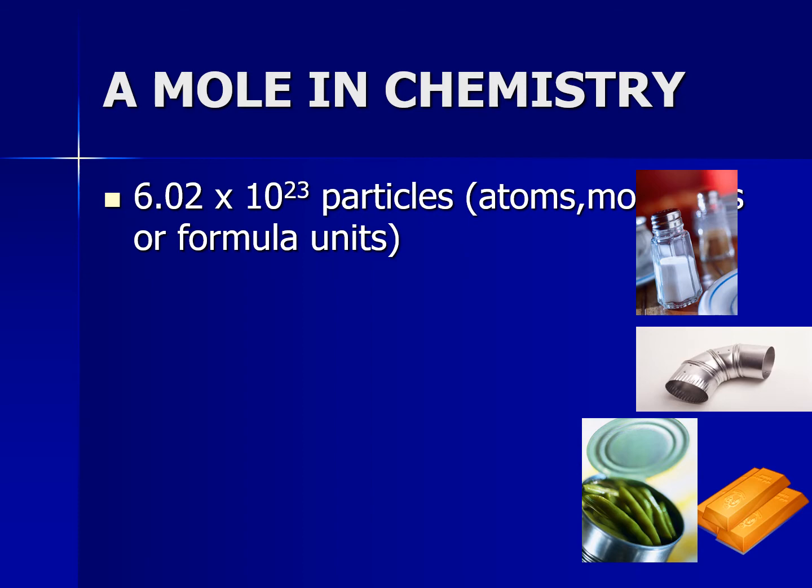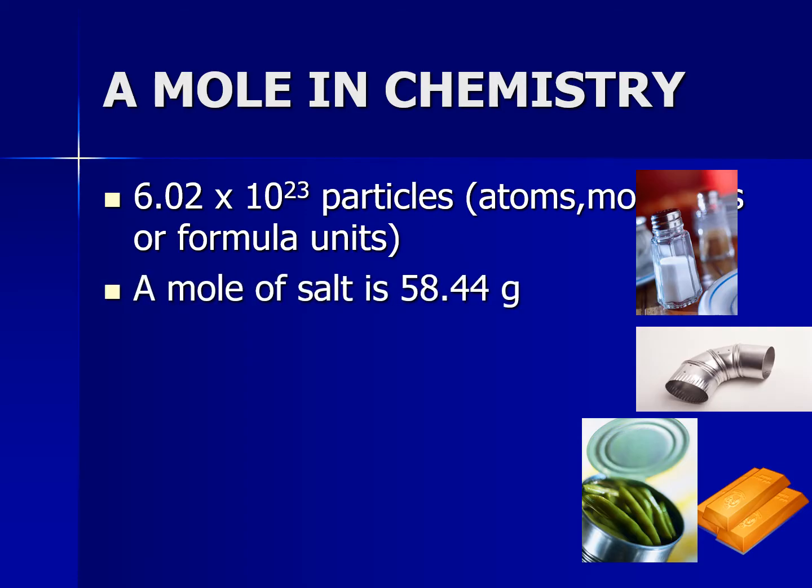A mole is 6.02 times 10 to the 23rd particles. So when I say particles, it's either going to be atoms if we're talking about elements, it will be molecules if we're talking about covalent compounds like carbon dioxide, or it will be formula units if we're talking about an ionic compound like salt.